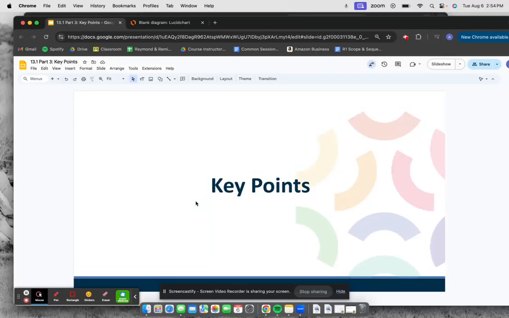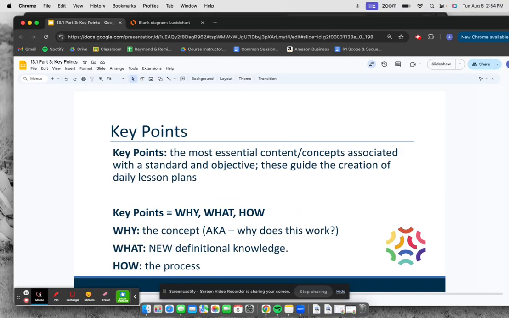All right, we are going to go into a quick overview of what key points are, what things we should consider when we're writing key points, and give an example of strong key points. So, key points are the most essential content and concepts associated with a standard and objective, and they guide the creation of daily lesson plans.